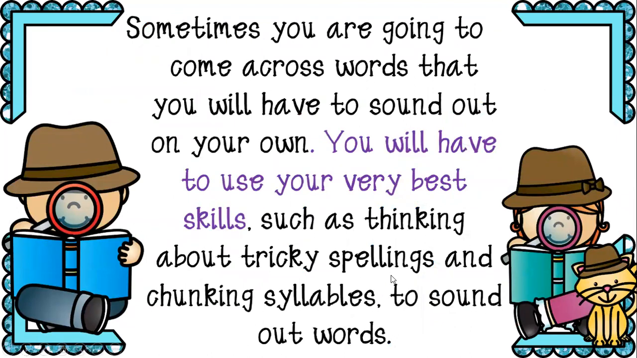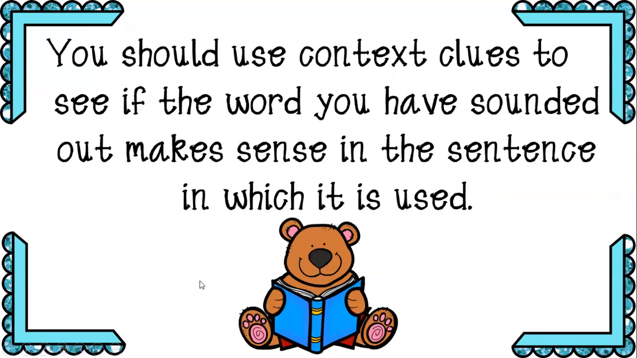Now you're going to come across words that you'll have to sound out on your own. So you know how that O has all those different ways to make those sounds. You'll have to use your very best skills, such as thinking about tricky spellings and chunking syllables to sound out words. So this is you becoming a decoder. You're decoding the words. You should use context clues to see if the word that you have sounded out makes sense in the sentence in which it is used.